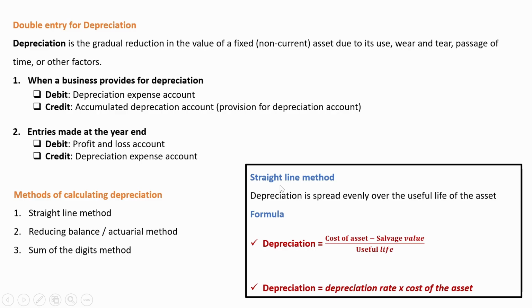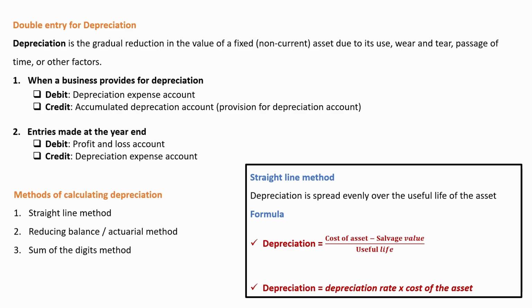So first, we want to understand what is a straight line method. This is a method where depreciation is spread evenly over the useful life of the asset. So if the asset is going to be useful for 5 years, you are going to divide the cost of the asset by 5 years. That is going to give you depreciation per year, which is going to be the same amount.